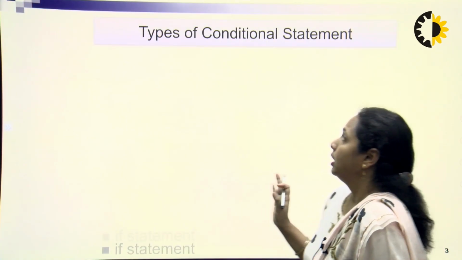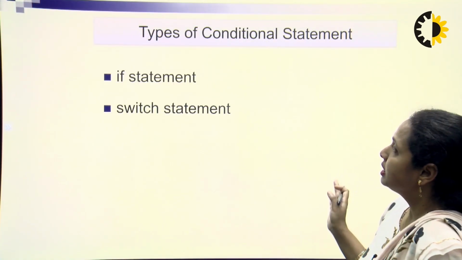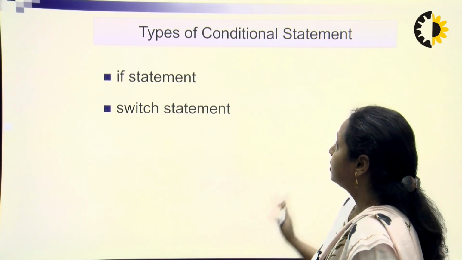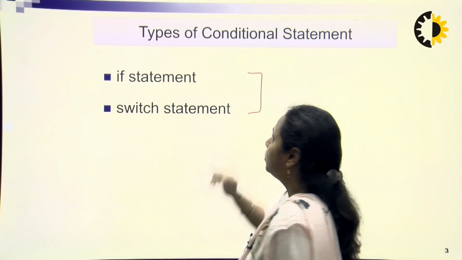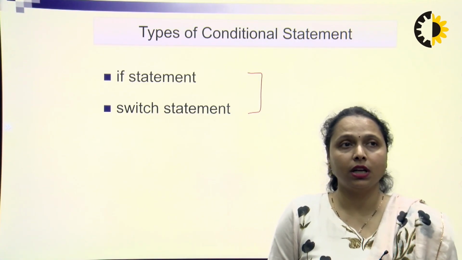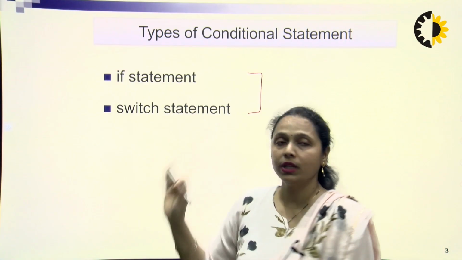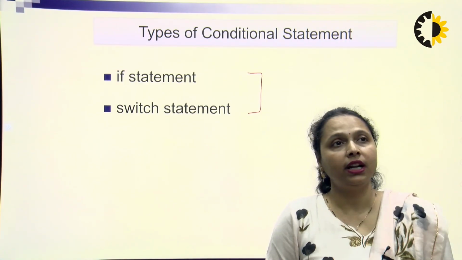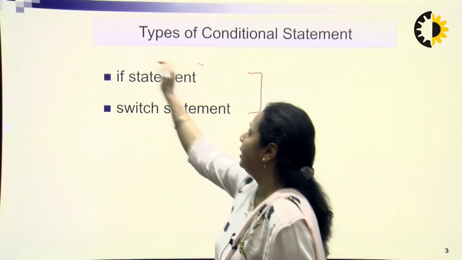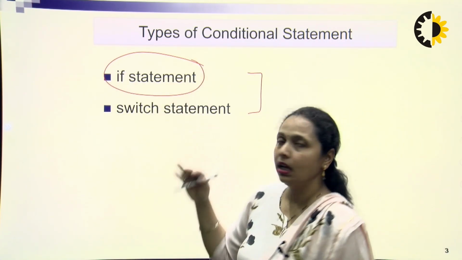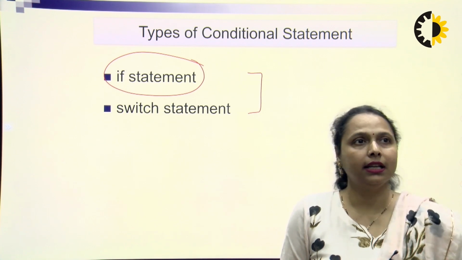How many types of conditional statements are provided by the C language? There are basically two conditional statements which are more popular. First is the if statement and second is the switch statement. In this particular lecture, we are going to discuss only the if statement, and we will discuss the switch statement in the next lecture.